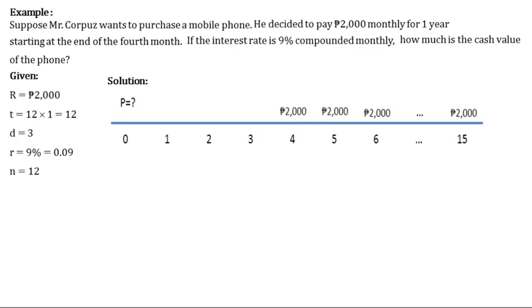Solution. Mr. Corpus's payments will look like this. He started paying at the end of 4th month until he reaches 12 months of paying, which will end at the 15th month. But in deferred annuity, the period of deferral or yung 3 months na wala munang payment is assumed to have an artificial payment. Or it means na meron kang bayad kahit na hindi ka nagbayad.